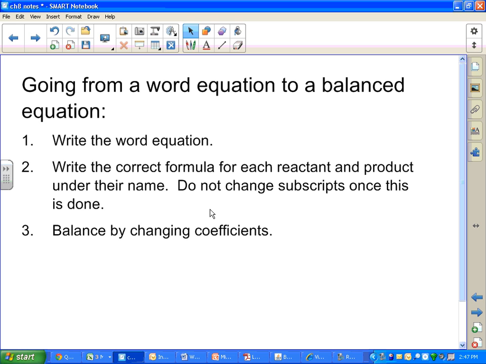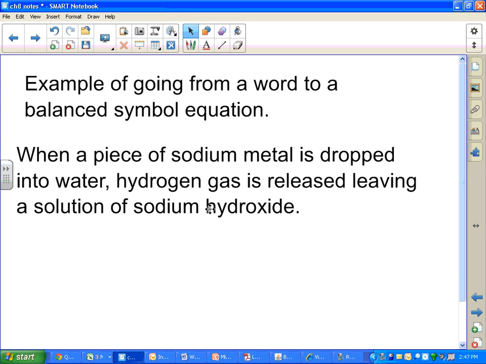Don't try to balance the equation while you're doing this. Just write the correct name or the correct formula for each product and reactant under it. And then after you've done that, don't change them, and balance by changing the coefficients as you have done before. So here's an example of going from a word to a balanced symbol equation.